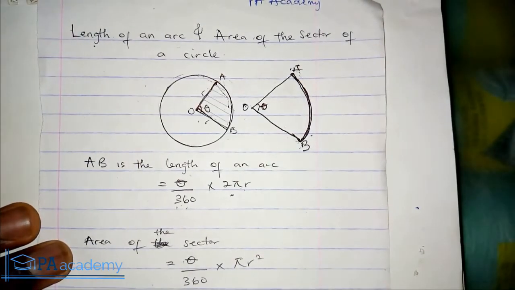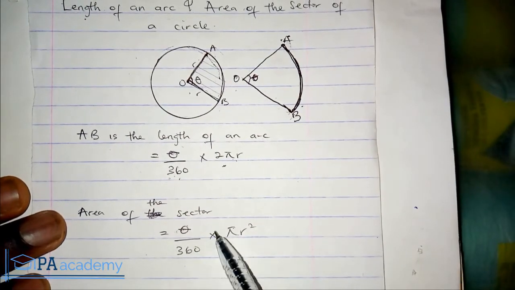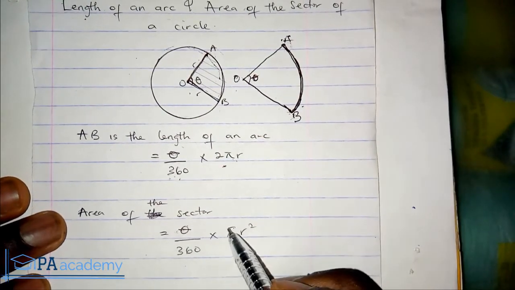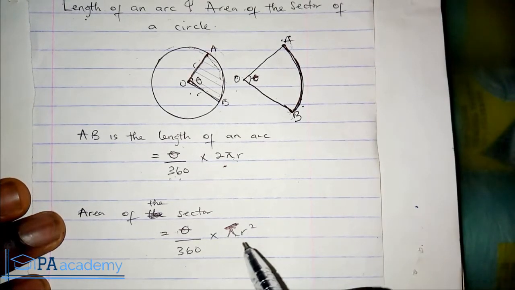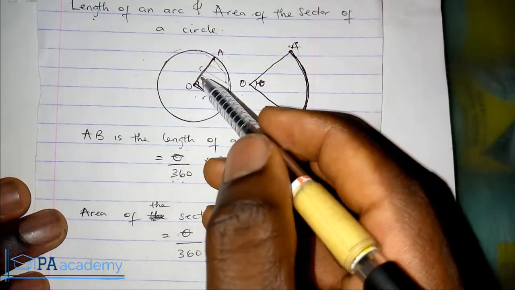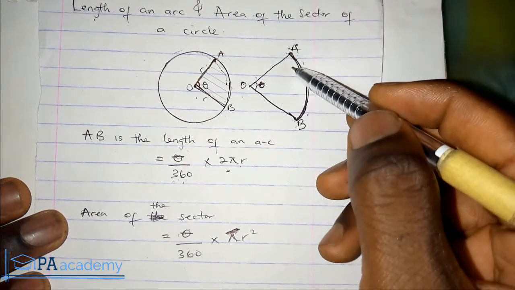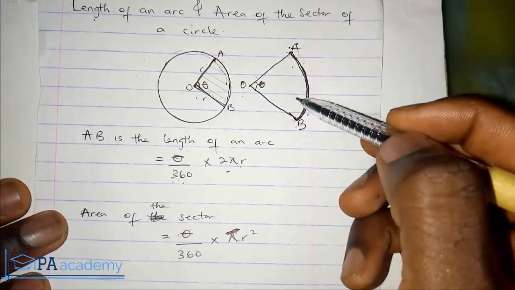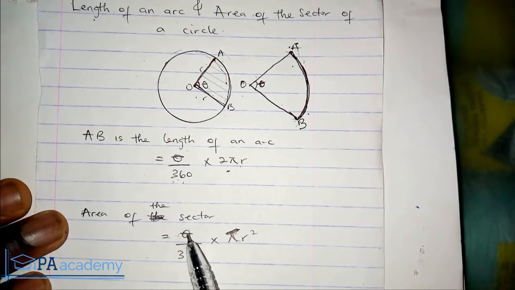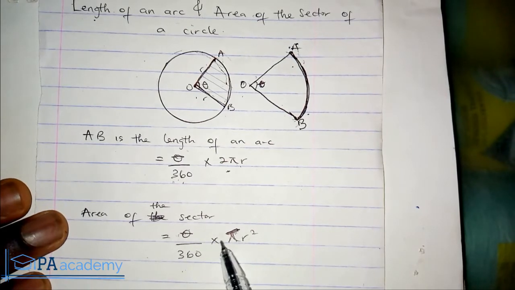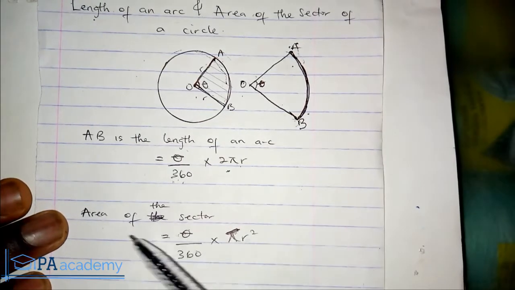Then that is when we apply this formula, which is theta over 360 times pi r square. Look at it. This pi r square is the area of a complete full circle at 360. But because we have already cut out a particular portion away from the circle, and we want to find the area of that section, we apply this formula, theta over 360 times pi r square.